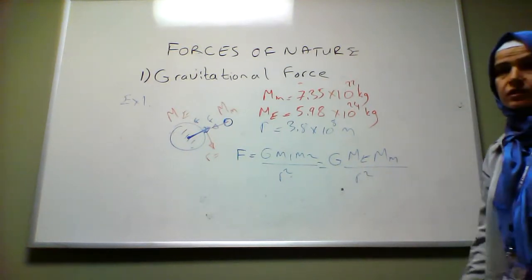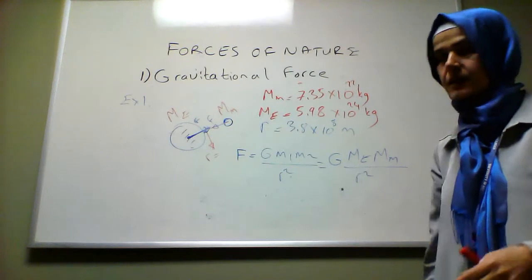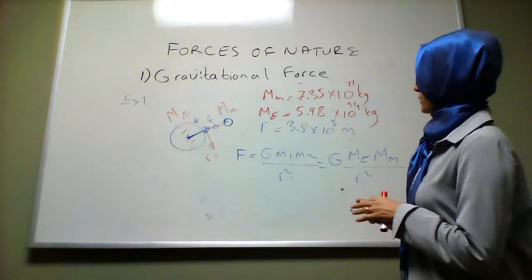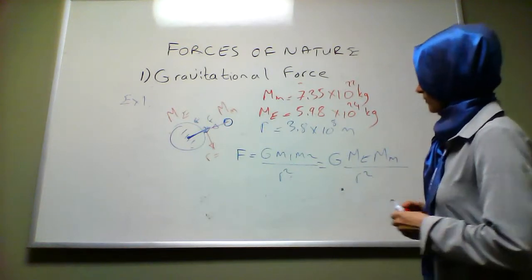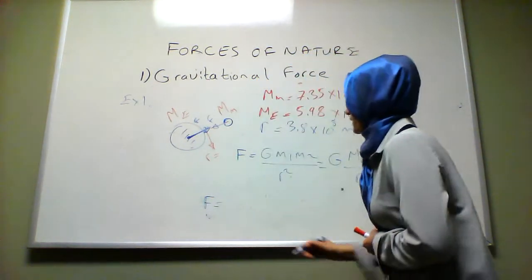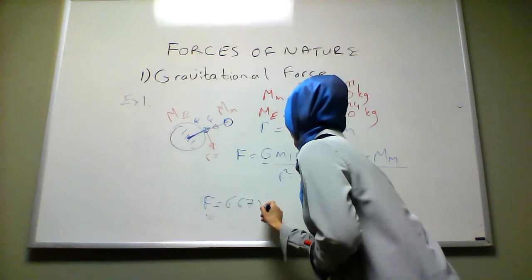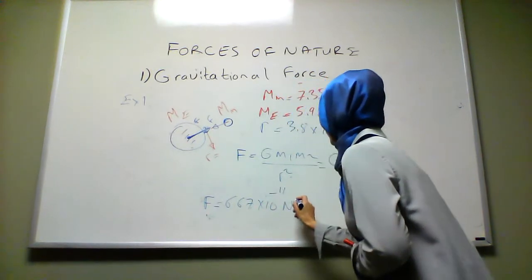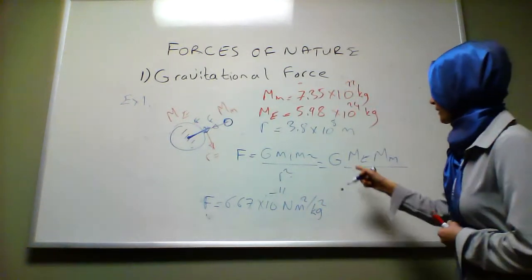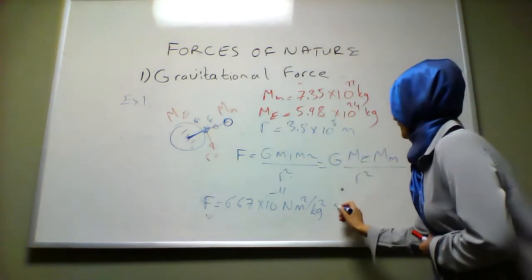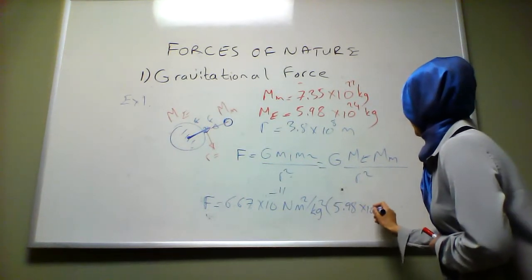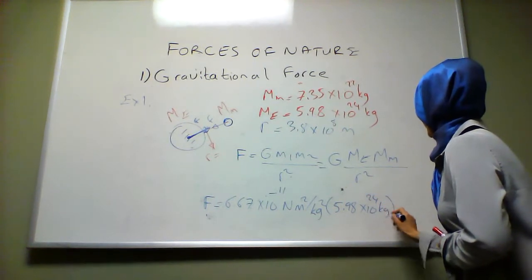Now all I need to do is enter the values in MKS units, and the force I'm going to find will be in Newton. So I have to make sure my units are in MKS units, and they are already in MKS units, so we are good there. G is equal to 6.67 times 10 to the minus 11 Newton meter squared divided by kilogram squared. So I put that number. My M Earth is 5.98 times 10 to the 24 kilogram.